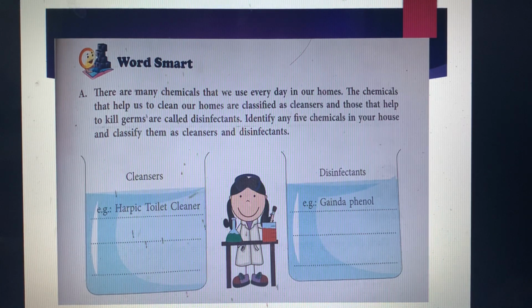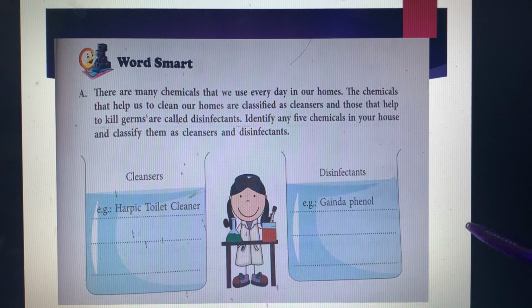So for this you can take help from your mother and ask her the names of the different chemicals which she uses in her house to clean. Some of them can be cleansers and some can be disinfectants. So the first is already written over here for you. Cleanser, that is Harpic toilet cleaner. It's very common. Can you tell me one more cleanser? It can be Lysol. It doesn't kill any germs. Fine, it's basically a cleanser. Then there can be Mr. Muscle, Clean Off. These all are cleansers.